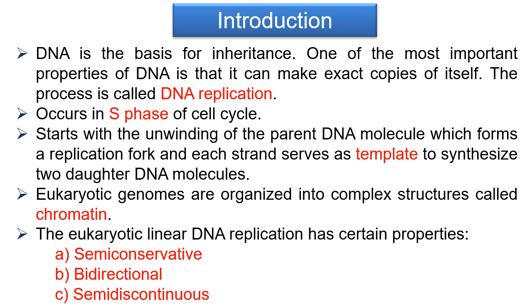Unlike prokaryotic DNA, which is circular and less complex, the eukaryotic DNA is however linear and more complex and organized into complex structures called chromatin. The eukaryotic DNA replication however has certain properties like semi-conservative, bidirectional and semi-discontinuous, which I am going into further detail in the next slides.